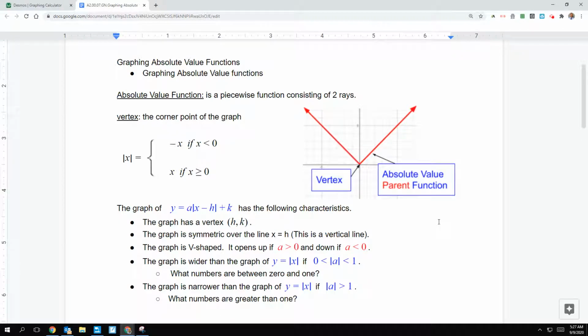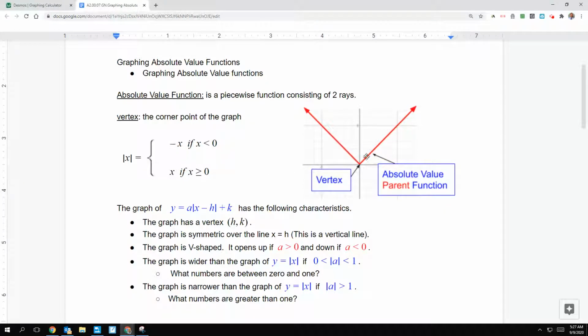We're talking about graphing absolute value functions. An absolute value function is a piecewise function consisting of two rays. So here's the piecewise function right here. If the value is negative, that's represented by values of x less than 0. And if x is positive, that's represented by x greater than or equal to 0.